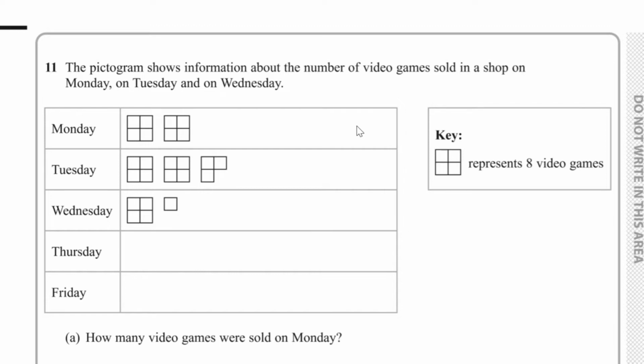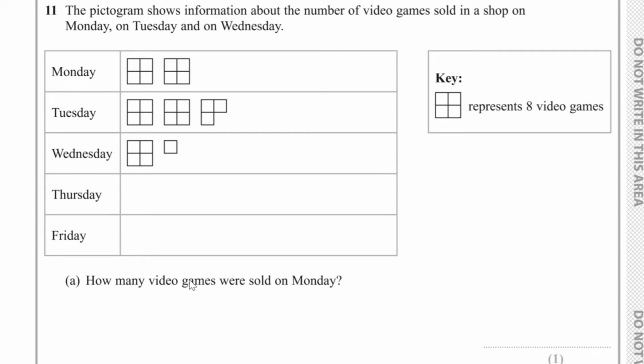Question number 11. The pictogram shows information about the number of video games sold in a shop on Monday, Tuesday and Wednesday. And we've got this key. 4 little squares represents 8 video games. For part A, how many games were sold on Monday? Well, we have 8, 16.